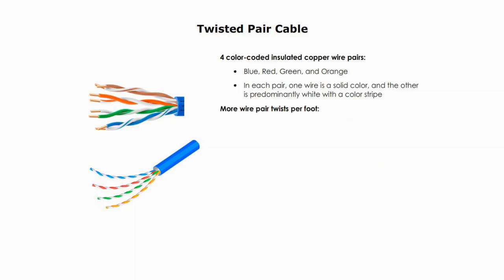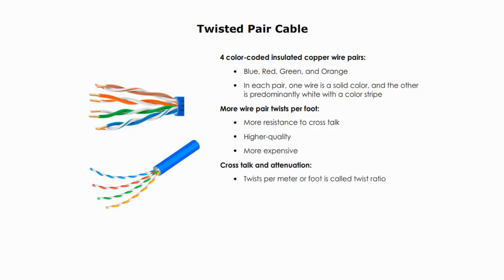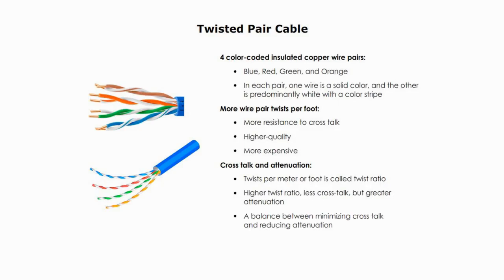More wire pair twists per foot means more resistance to crosstalk, higher quality, and more expensive. Twists per meter or foot is called twist ratio. The higher the twist ratio, the less crosstalk, but the greater the attenuation. It is important to keep a balance between minimizing crosstalk and reducing attenuation.